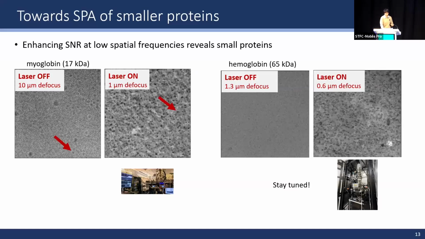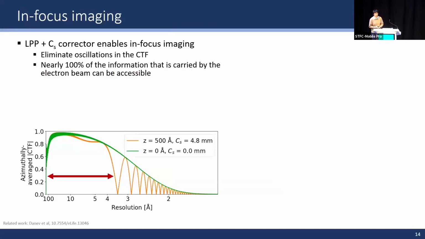Another direction that is possible with this new instrument is in-focus imaging. In conventional TEM, we get contrast by defocusing and a combination of spherical aberrations. In the presence of a faceplate and tuning the CS to 0, we can, in principle, eliminate the oscillations at high frequencies in the CTF. And that is nearly all the information that is carried by the electron beam and can be accessible by us.